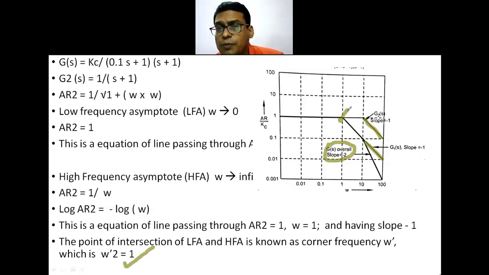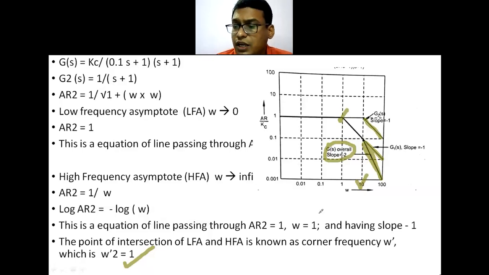However, for the previous one, that is G1(s), the corner frequency is 10. So it is going to change the corner frequency by addition of the two slopes. From this 10, the slope becomes equal to minus 2. The resultant slope is minus 2. So this is what the addition has to be done.